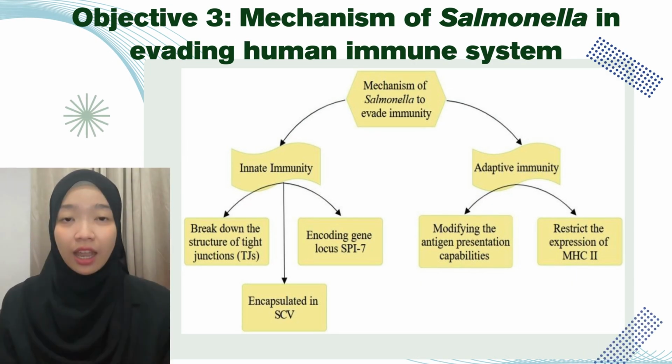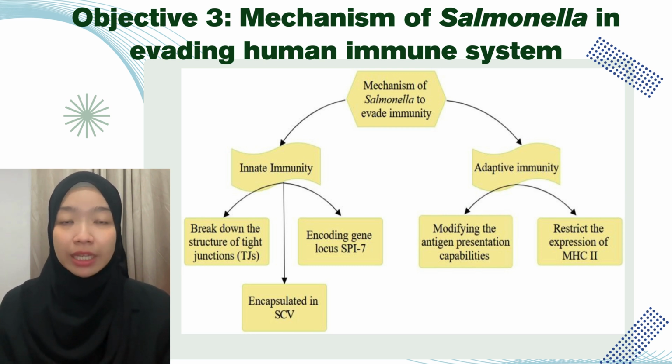In Objective 3, I will be explaining the mechanism of Salmonella in evading the human immune system. The human immune system is divided into 2 types, which are innate immunity and adaptive immunity. Salmonella can evade innate immunity by breaking down the structure of tight junctions at epithelial cells by SPI1 secreted effectors.